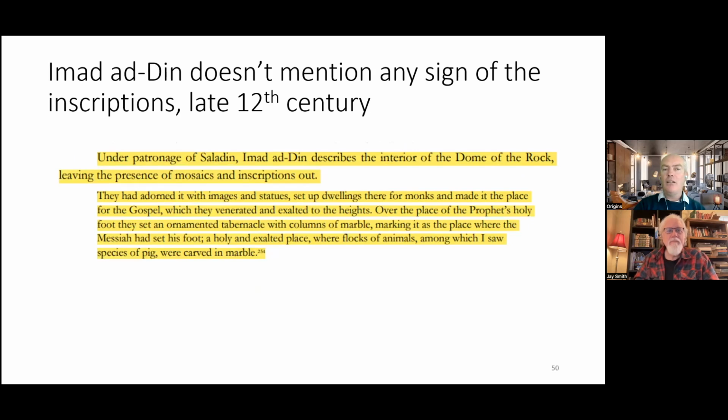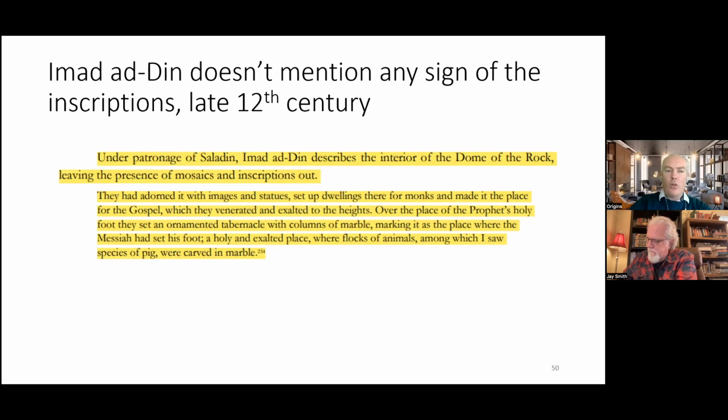Imad ad-Din doesn't mention any sign of the inscriptions in the late 12th century. He was under the patronage of Saladin. He describes the interior of the Dome of the Rock, leaving the presence of mosaics and inscriptions out. And he basically says they had adorned it with images and statues. He's talking about the Crusaders, who set up dwellings there for monks and made it the place for the gospel, which they venerated and exalted to the heights.